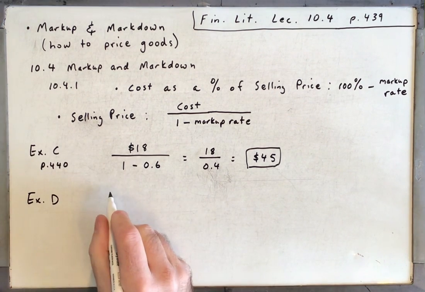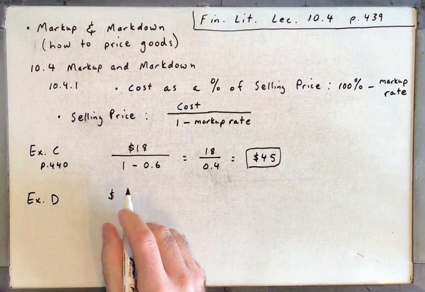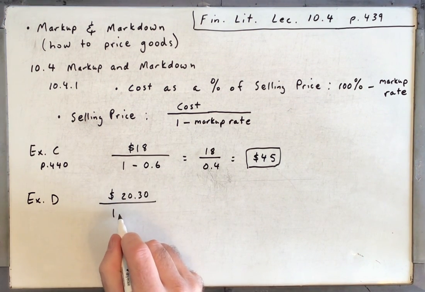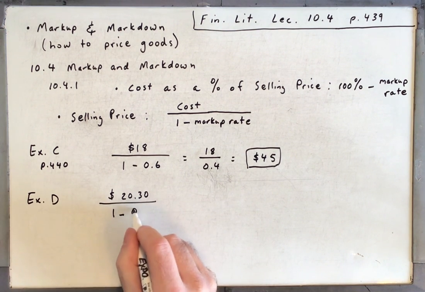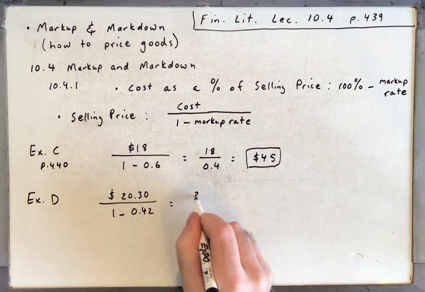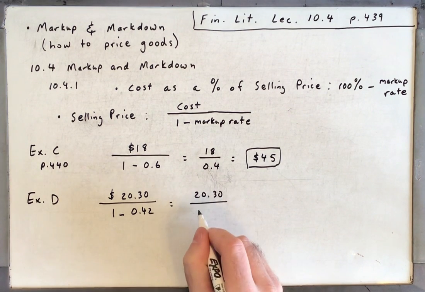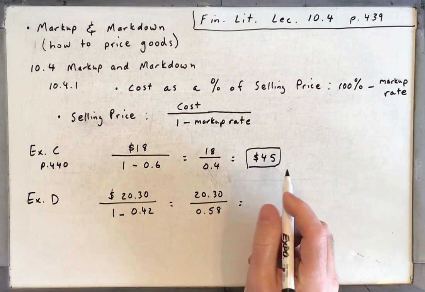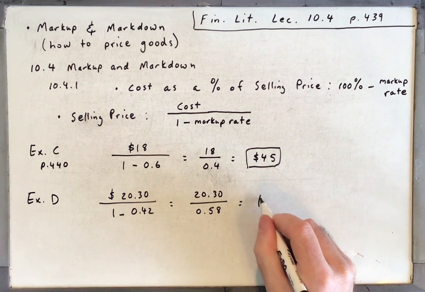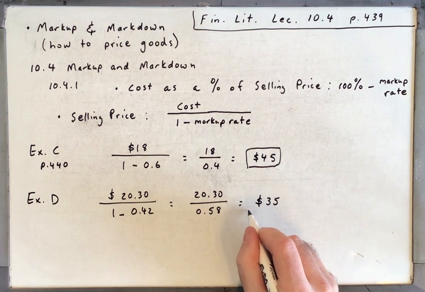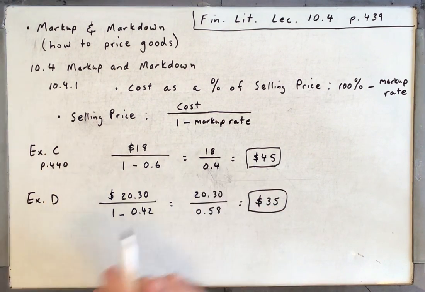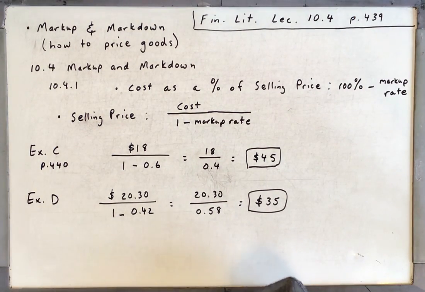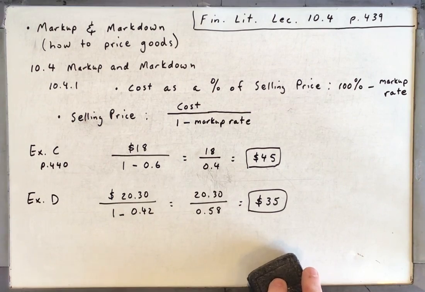All right, so again, it's the cost, which was $20.30, divided by 1 minus the markup rate, so 1 minus 0.42. So that's going to be 20.30 over 0.58, and that's a selling price of $35. Now, if you come up with a selling price less than the cost, you know you did something wrong. Okay, so use a little bit of common sense here. Okay, pause if you need to, and we'll move on to the next section.